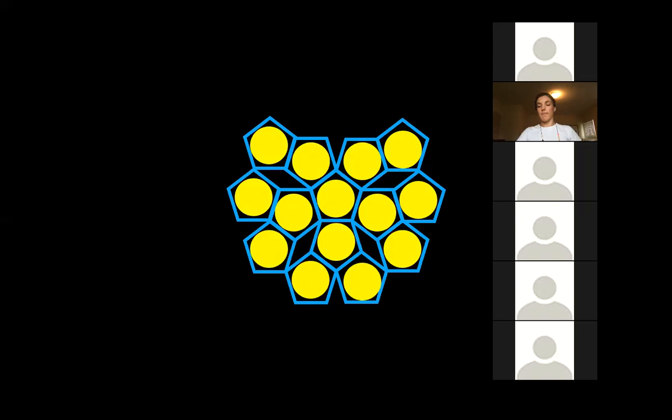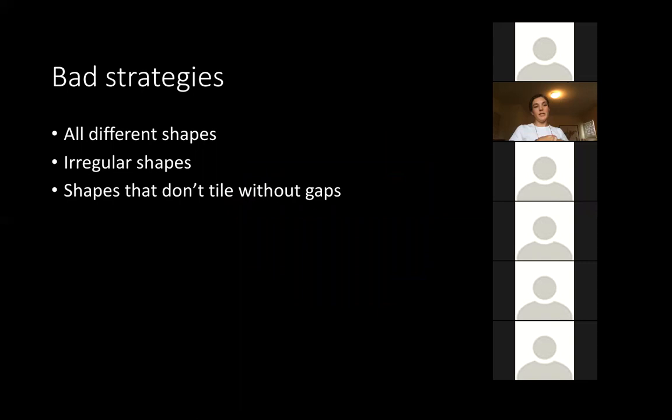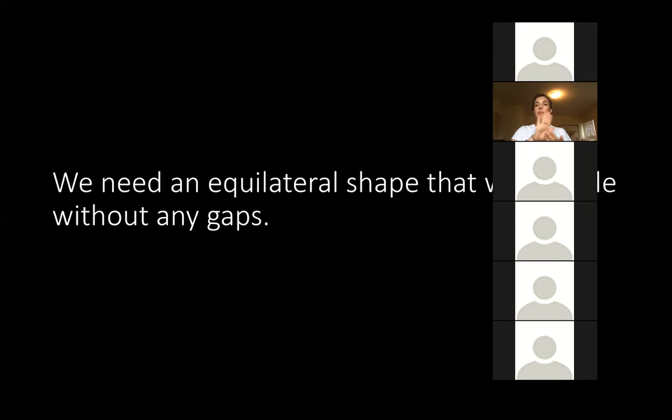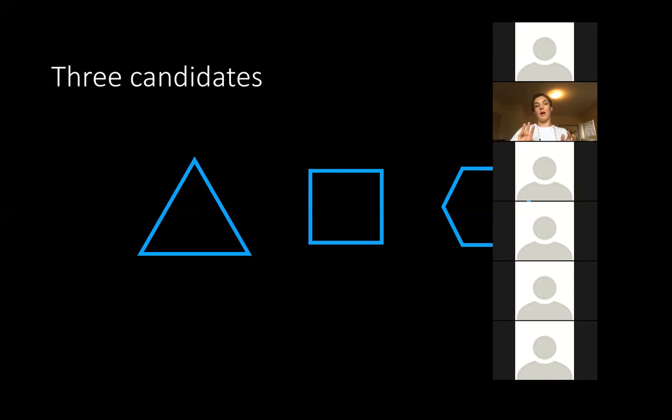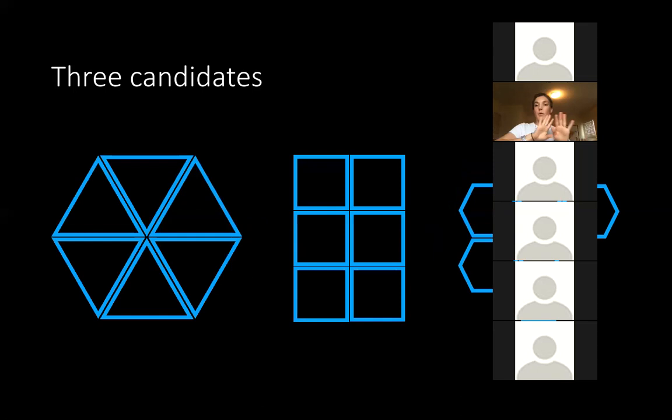So we've figured out so far three poor strategies, which are for the insects to use all different shapes, for them to use irregular shapes, or for them to use regular shapes that don't tile without any gaps. So what we're looking for is an equilateral shape that can be tiled repeatedly without any gaps. And it turns out that there are only three candidate shapes: the equilateral triangle, the square, and the equilateral hexagon. So you can see they pack and tile nicely into these repeating patterns: triangles, squares, and hexagons.